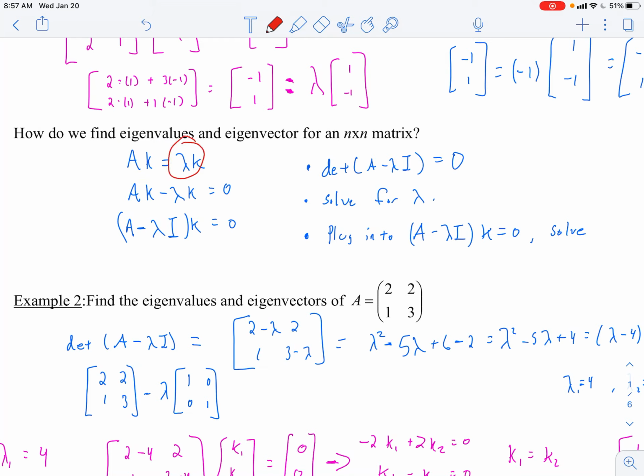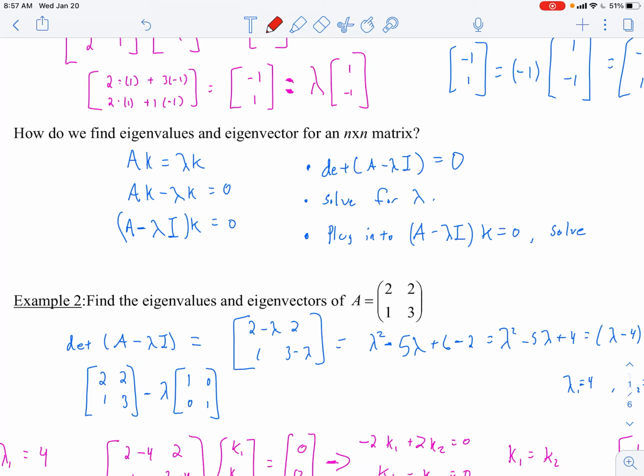So I'm going to move my lambda K over to the right. If I do that, I'm just going to subtract. Now, I technically cannot do that the way it is. I'm not allowed to do AK minus lambda K, because A is an n by n matrix, and lambda is just a scalar. So I cannot subtract that, unless I pull a K out.